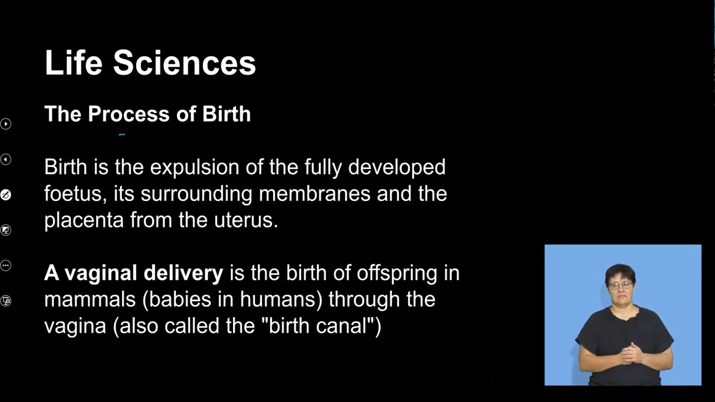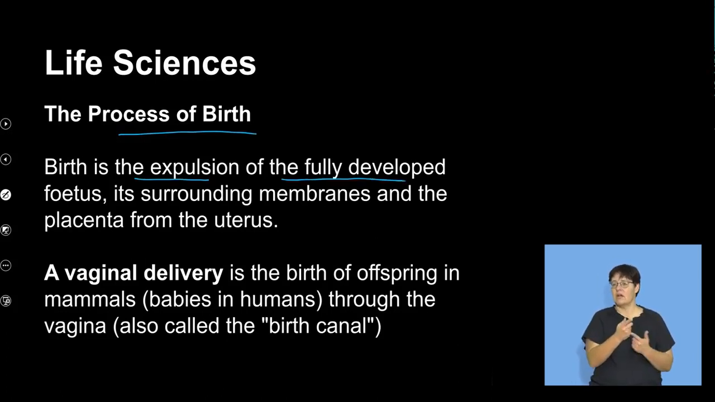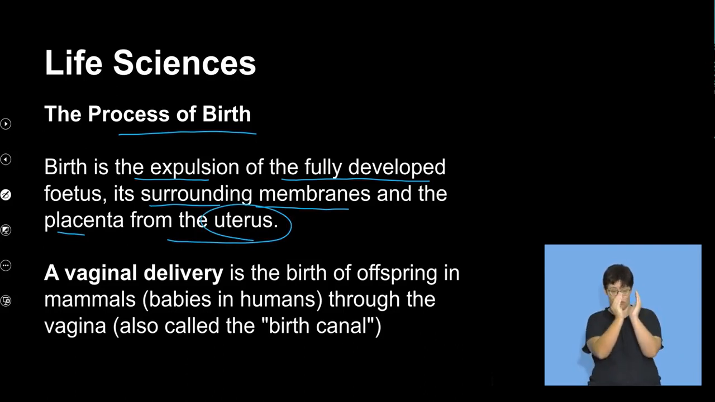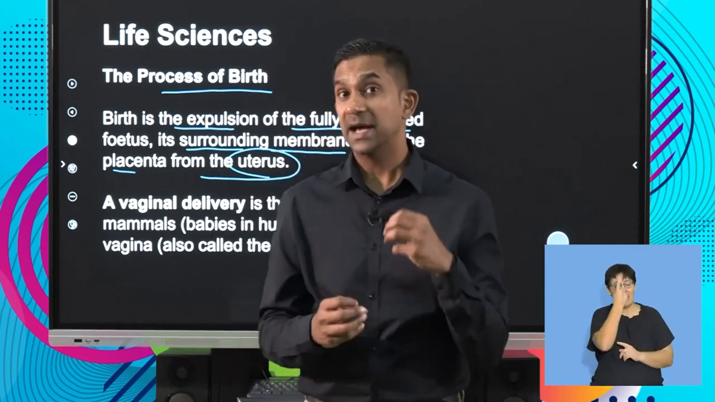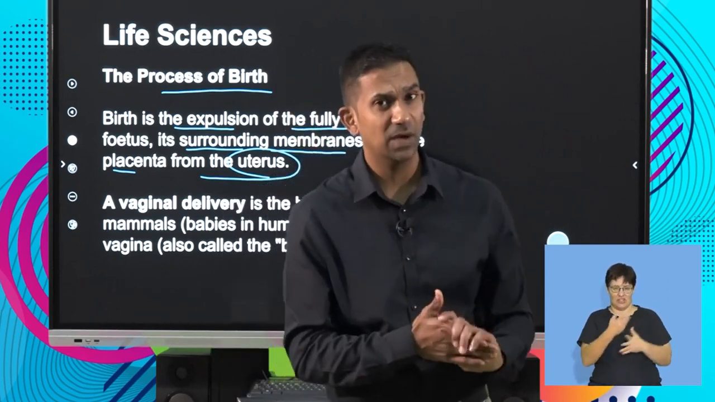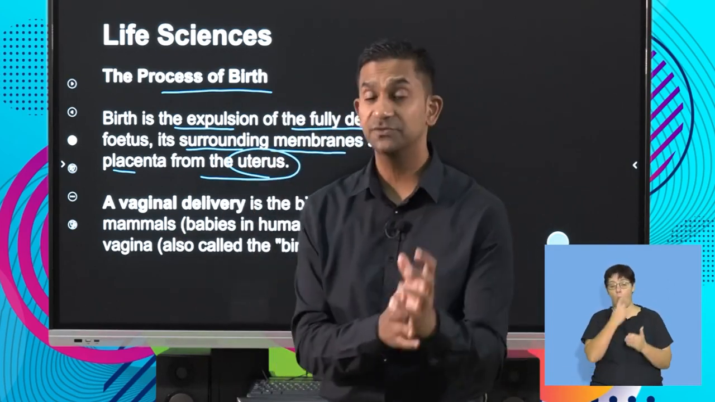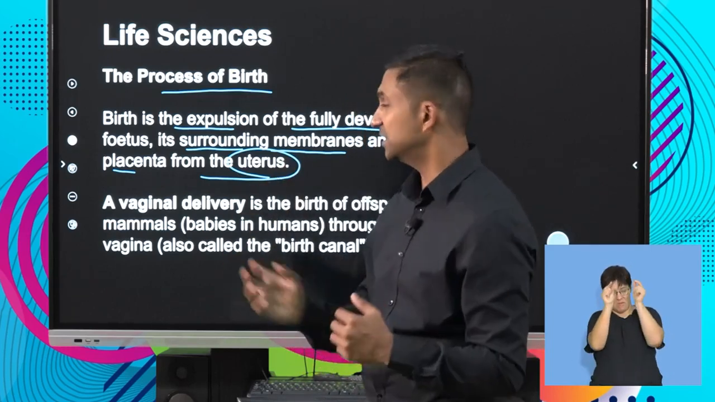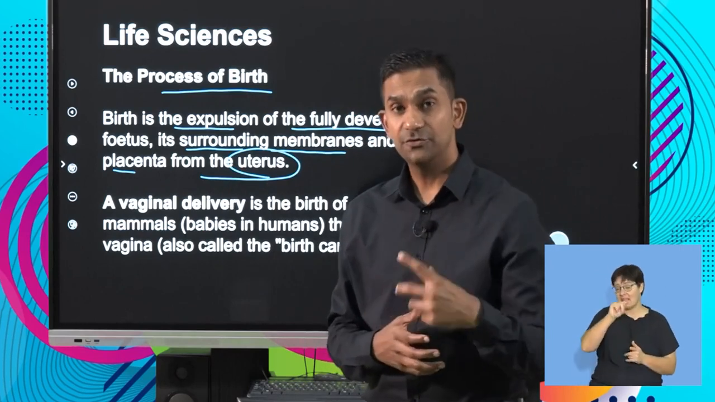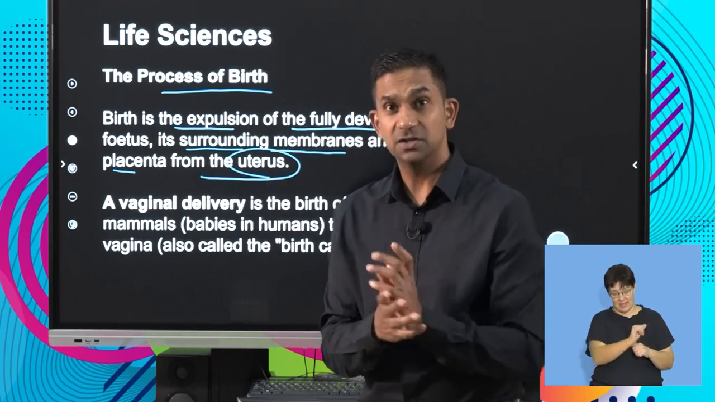Okay, so the process of birth is essentially the expulsion of a fully developed fetus, its surrounding membranes and the placenta from the uterus. So we often confuse birth as just the release of the baby. It's more than that, guys. So it's important that we understand that birth happens in different stages, which we will look at in a little while. So apart from just the expulsion of the baby, it is also the release of the membranes surrounding the baby, the placenta as well, from the mother. That is all part of the birthing process.